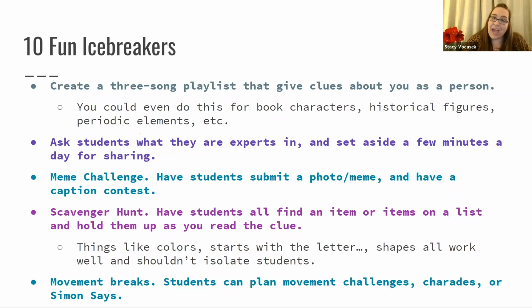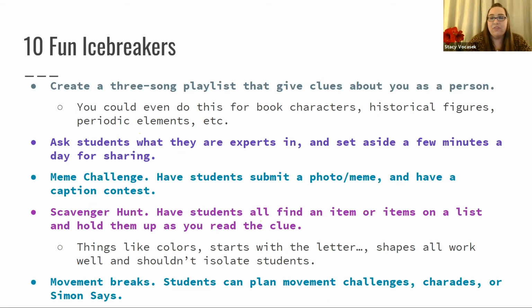You can have a meme challenge, so they can submit a photo or a meme, and then they can caption it. This could be something that they took. It could have to do with something that you're doing in class. It could just be random fun. A scavenger hunt.